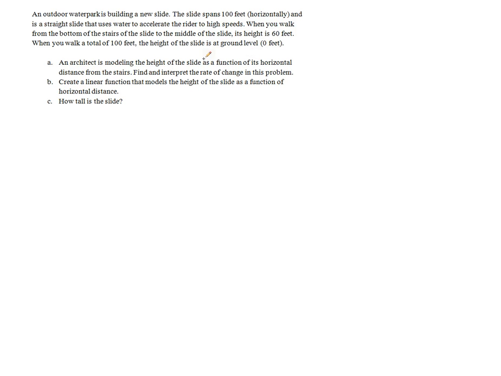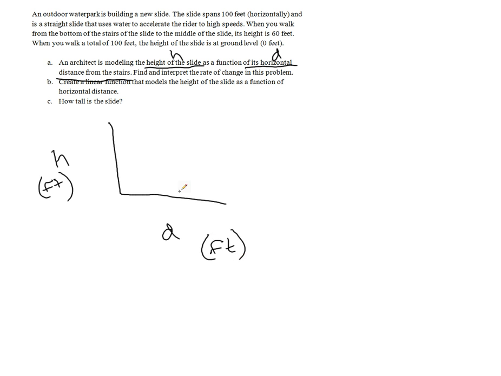We're attempting to model the height of a slide as a function of its horizontal distance from the stairs. So that means our output is height of the slide, and our input is the horizontal distance. I'll call this D for distance, and I'll call this H for height. So H and D, and this is measured in feet. So I'll put feet here, and I'll put feet here.